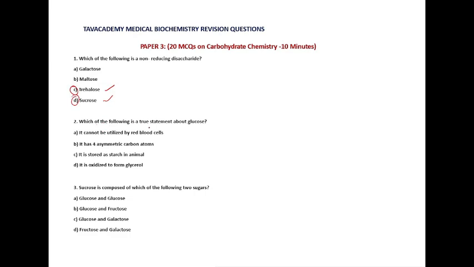Question 2, which of the following is a true statement about glucose? It has 4 asymmetric carbon atoms is the most correct answer. Question 3, sucrose is composed of which of the following 2 sugars? So we remember that lactose is composed of what? Glucose plus galactose. Sucrose is composed of what? Glucose plus fructose. Then maltose is composed of what? Glucose plus glucose. So sucrose will be glucose plus fructose. Option B will be the answer.